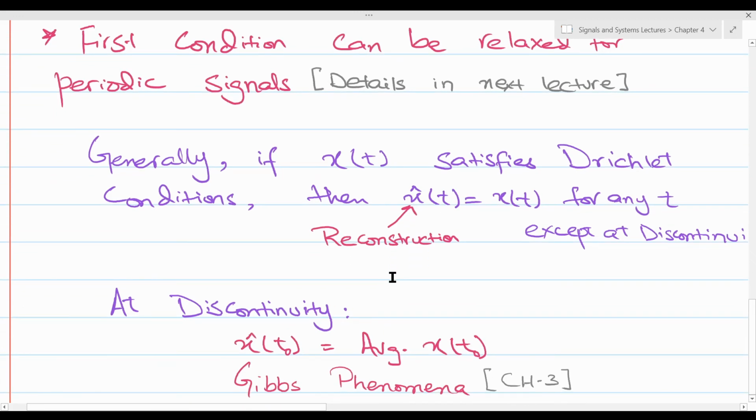So similar to the Gibbs phenomena, the reconstructed signal at discontinuity will be equal to the average value of the signal at discontinuity. And the reconstructed signal will show the Gibbs phenomena as it was discussed in chapter number 3. However, we must note that the energy difference between the reconstructed signal and the original signal will be zero. Therefore, we can say that the Fourier transform converges for that particular signal.